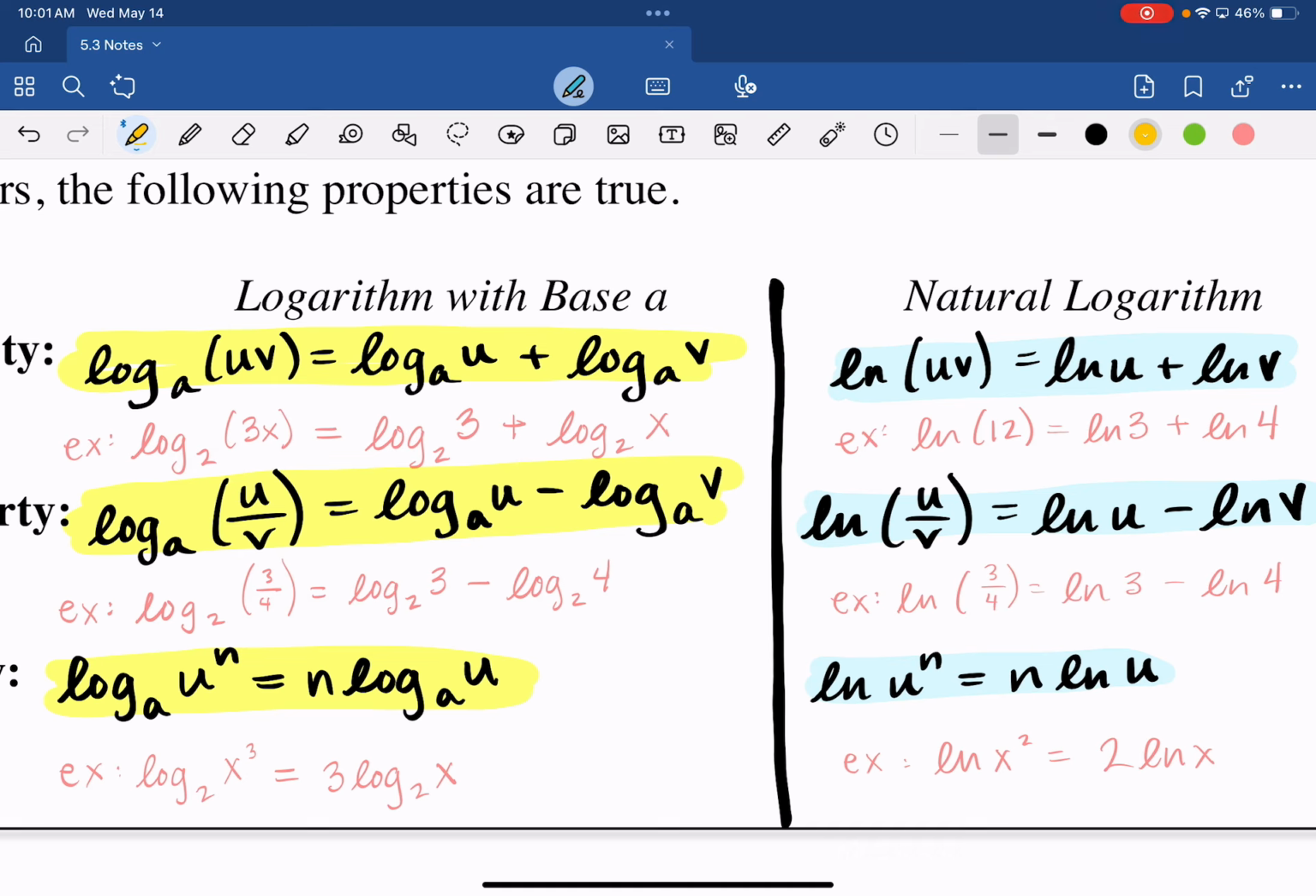Okay, so again, I'll say this one more time. All of these rules are the same. We're just talking about natural log now.